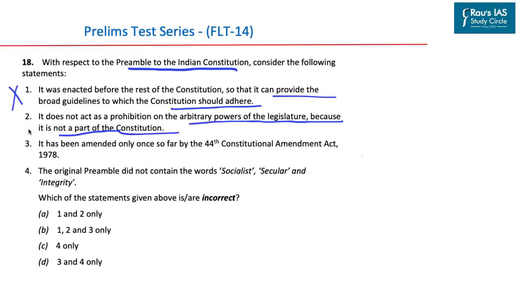Now we know that it is a part of the Constitution, hence it is also incorrect. Third, it has been amended only once so far by the 44th Constitutional Amendment Act 1978. No, this statement is also incorrect as it was amended by the Constitution 42nd Amendment. And fourth, the original preamble did not contain the words socialist, secular, and integrity. Now, this statement is correct.